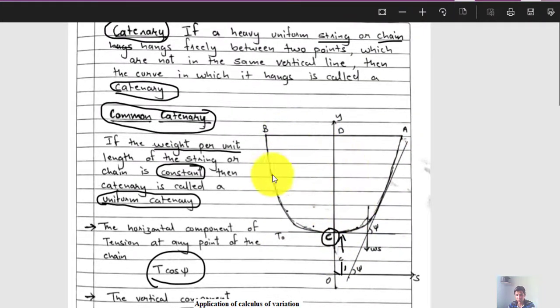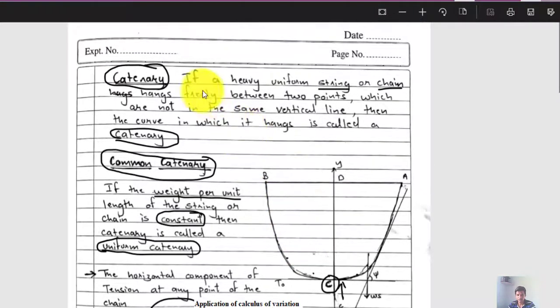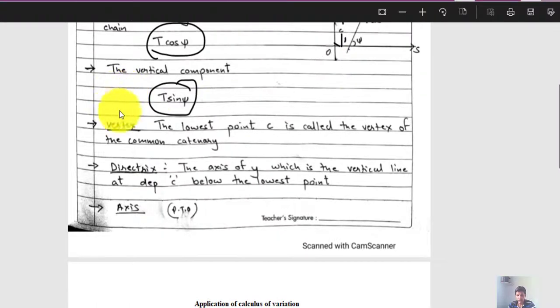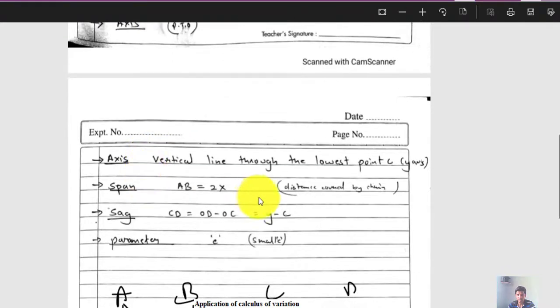This is a uniform catenary, wherein the weight per unit length of the string is constant. If you talk about a catenary, it is a heavy uniform string or chain that hangs freely between 2 points which are not in the same vertical line. In common catenary, it is along the same vertical line, right? And these are the basic things you should know: what you mean by vertex, directrix, then axis.